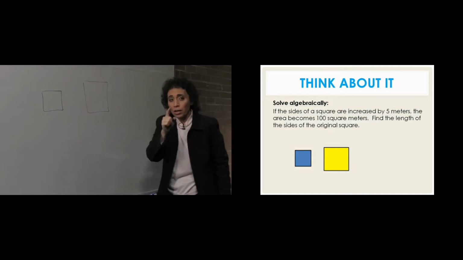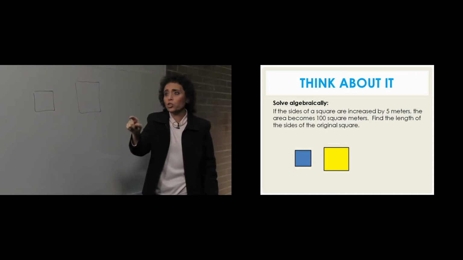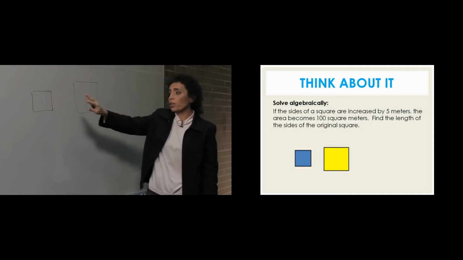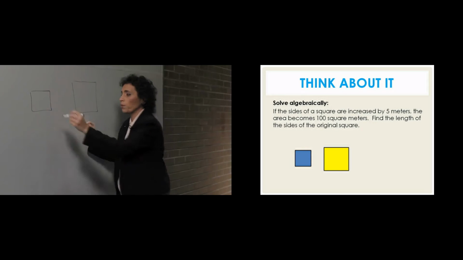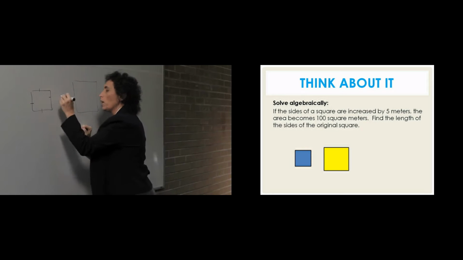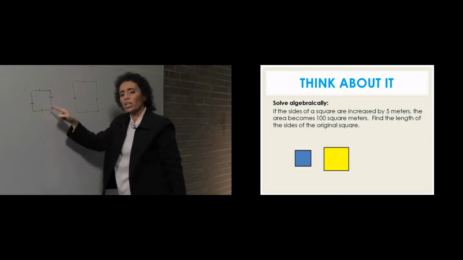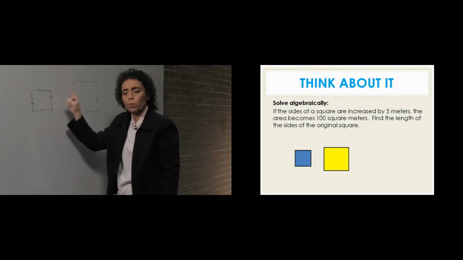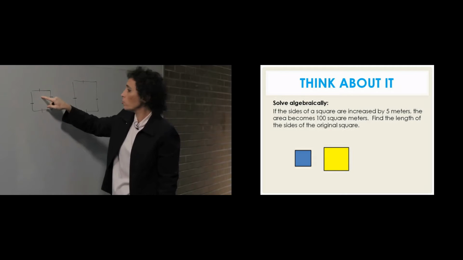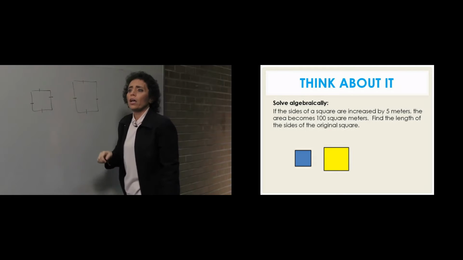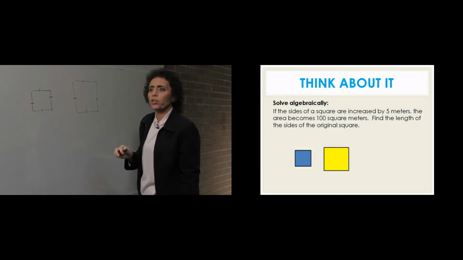The problem says, and I'm going to show you why we're going to do two of them, if the sides of a square are increased by 5. So we have the original side of a square, and remember in a square all the sides are equal, and then we have another square because those sides were increased by 5. So I want to make those two separate squares, the smaller one, the original, and then the bigger. The area becomes 100 square meters. Find the length of the sides.